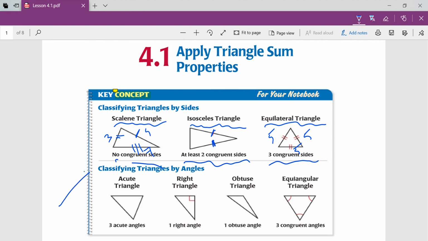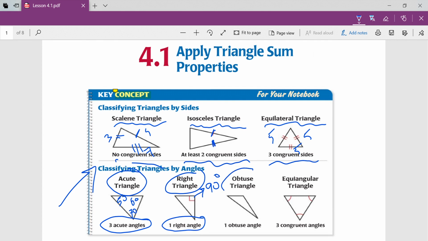Let's go to classifying triangles by angles. We have four kinds. The first kind is the acute triangle, which means three acute angles in one triangle. For example, 50, 60, and 70. So this kind of triangle is called an acute triangle. The second kind is the right triangle. It's very clear: one right angle, which is 90 degrees.